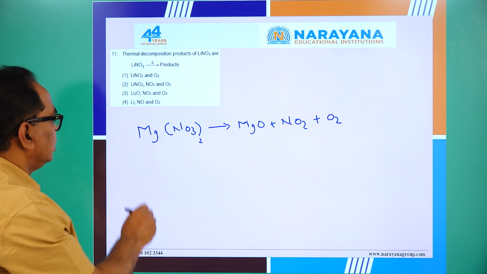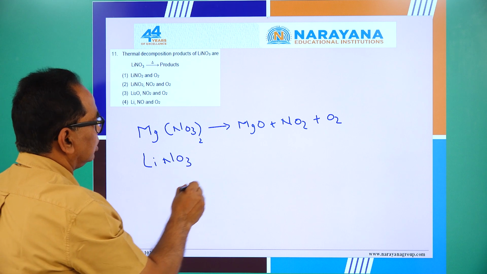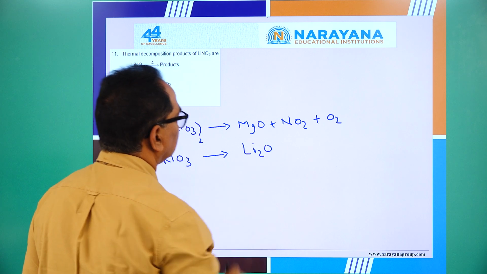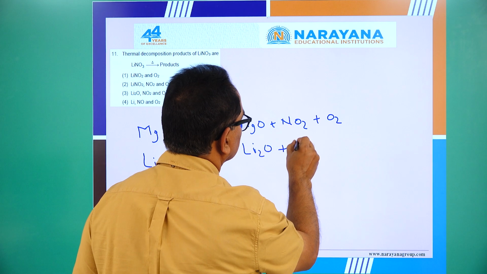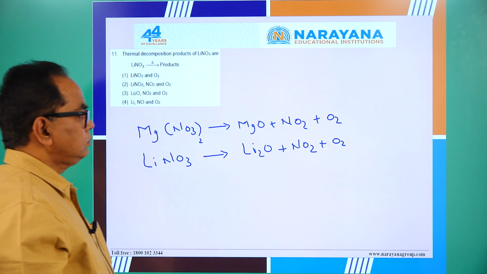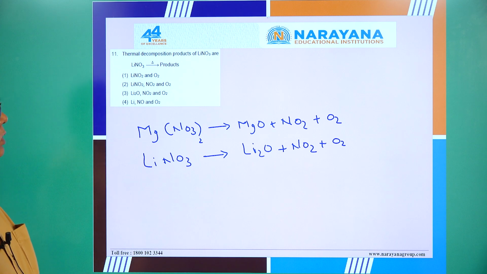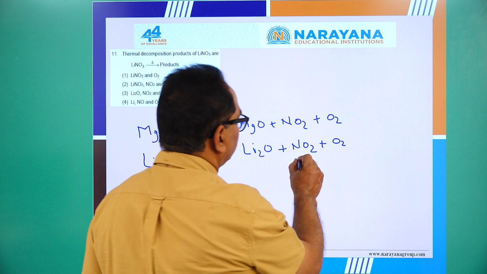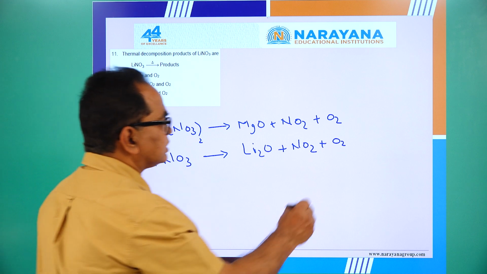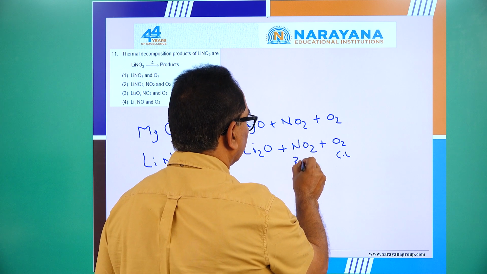In the same way, lithium nitrate also decomposes to give lithium oxide, nitrogen dioxide and oxygen gas. Here one point I want to stress is about NO2 and O2. Both are paramagnetic, but O2 is colorless, whereas NO2 is reddish brown.